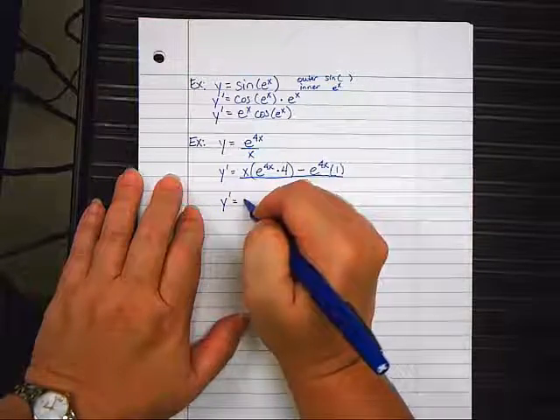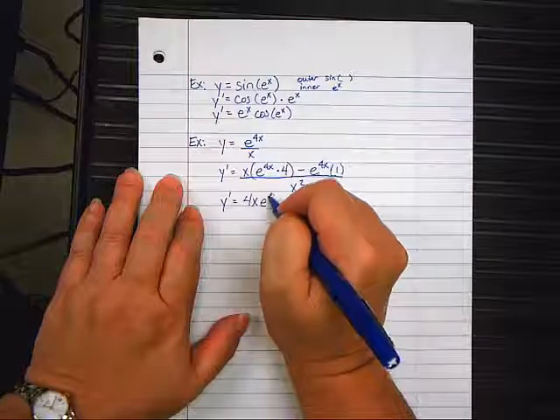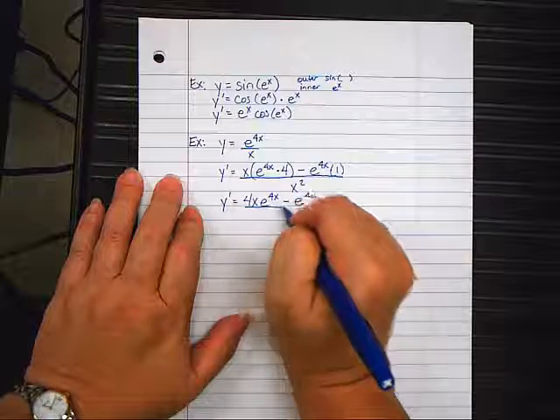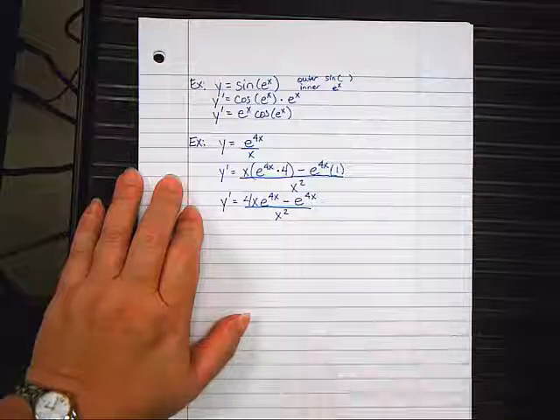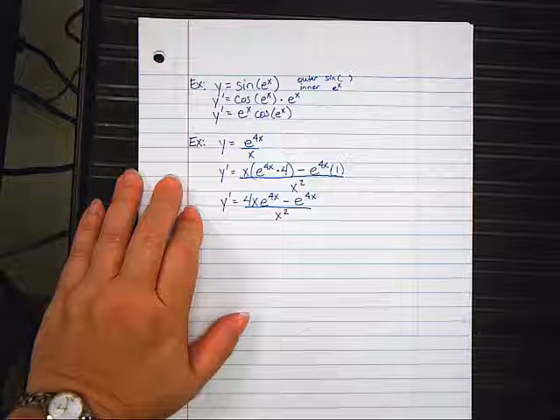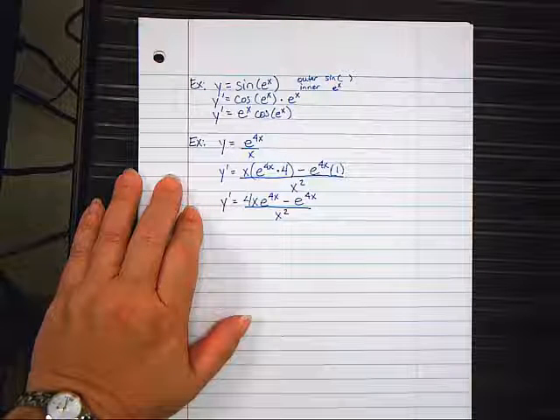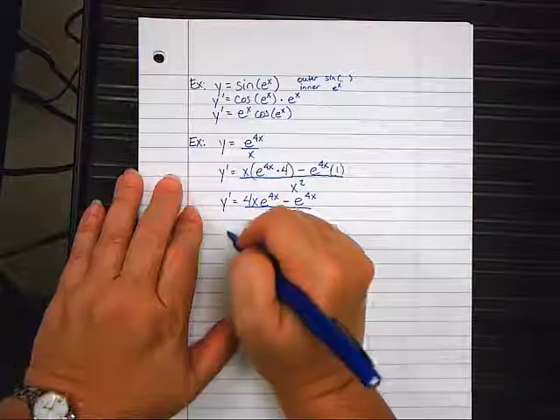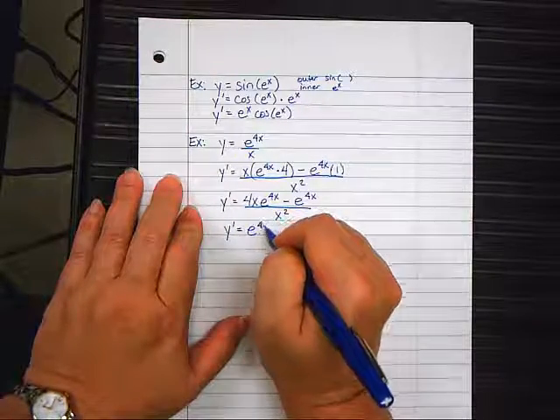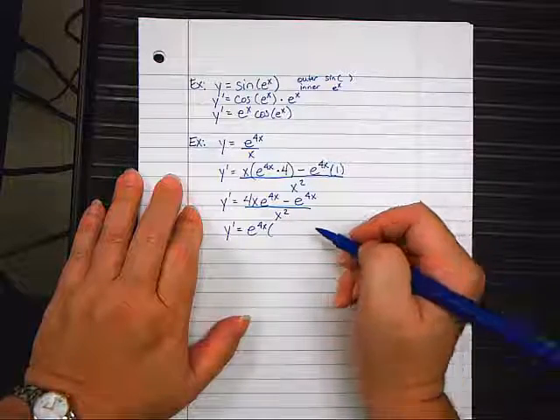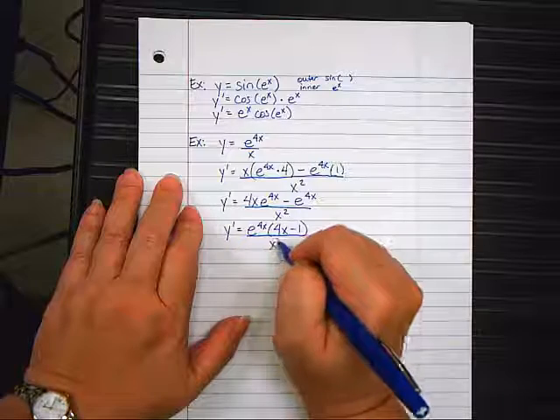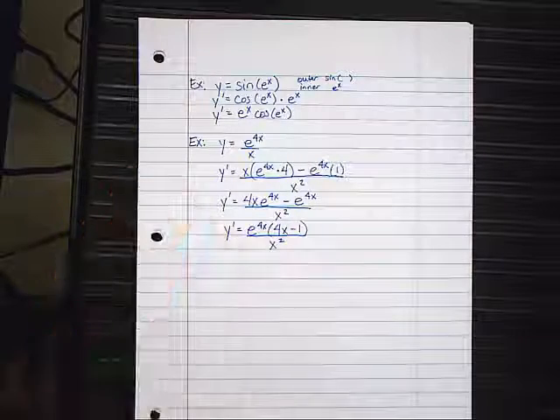Now, all of this can just be put together. 4x e to the 4x minus e to the 4x over x squared. Now, just like on the problem you did by yourself, I want the greatest common factor out of there. So y prime equals, what can I pull out? E to the 4x, parentheses, 4x minus 1 over x squared. And that's the answer.